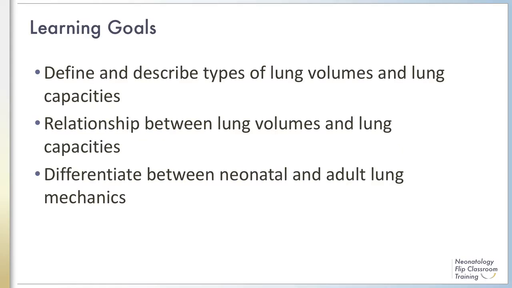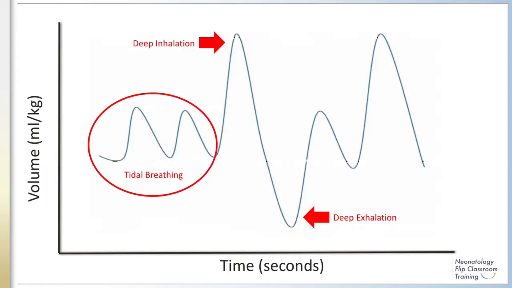Your learning goals for this module are to be able to define and describe the different types of lung volumes and lung capacities. We will learn the relationships between these values and how to graphically represent them using normal respiratory curves. We will conclude with a discussion of the differences between neonatal and adult lung mechanics. Let's start by taking a few breaths.